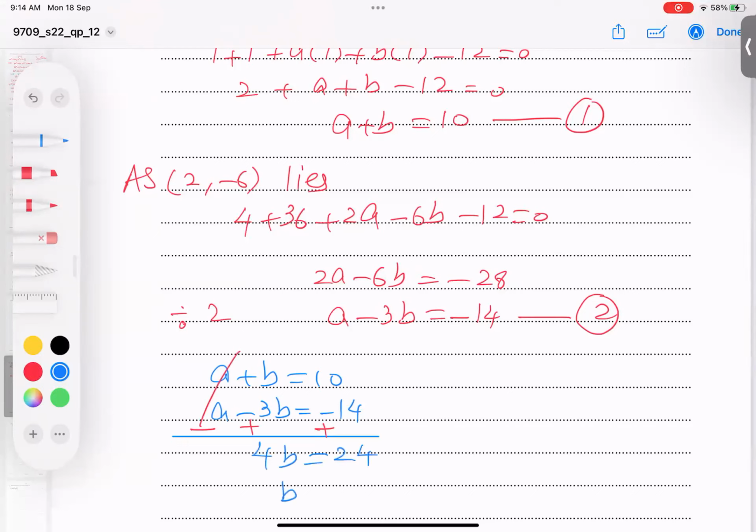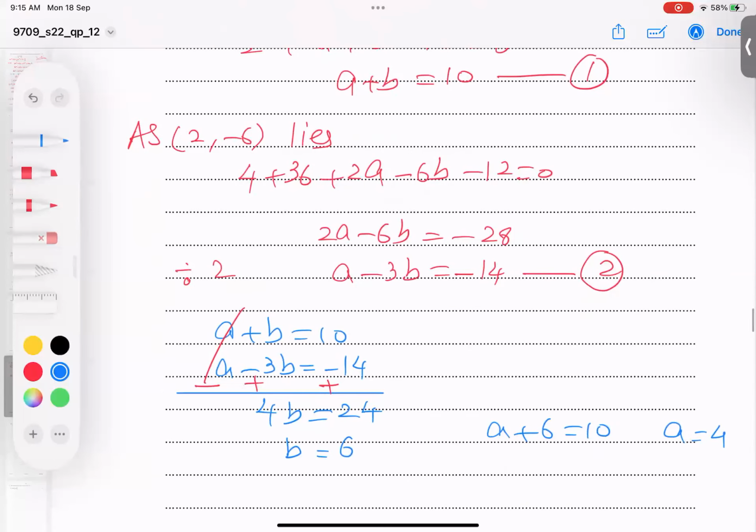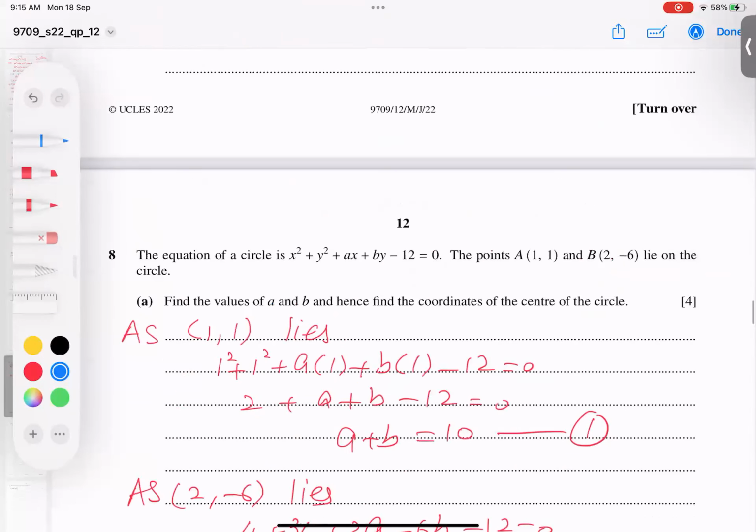And B becomes 6, because 4 divides 24 to give 6. This value you can put into any one equation. So it gives me A plus 6 equals 10, and in short, I got A equals 4. So the A value and B value are finally done. And what was the question asking? First find the A and B values, and then find the center of the circle.